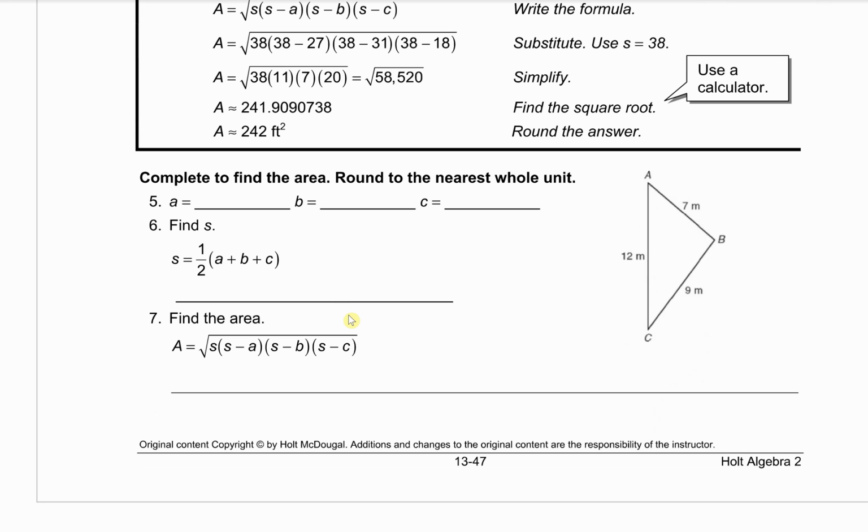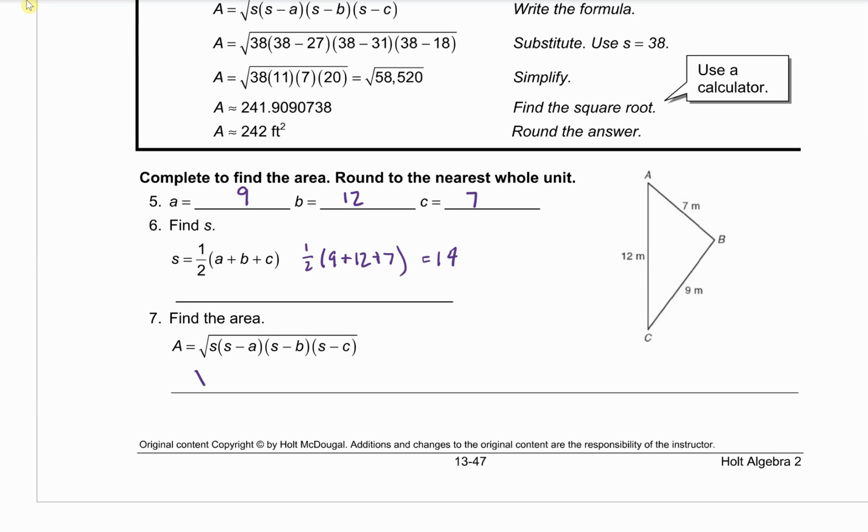Here we have the three sides. They're meters. Let's see, A is 9, B is 12, C is 7. So let's figure this one out first. 1/2 of 9 plus 12 plus 7. 9 plus 12 plus 7 divided by 2 is 14.